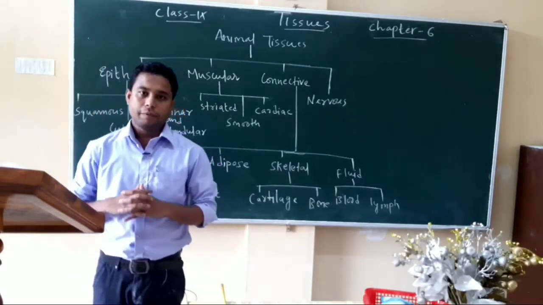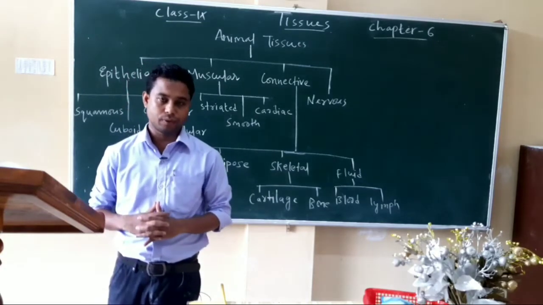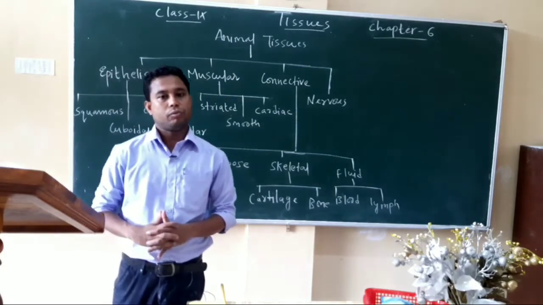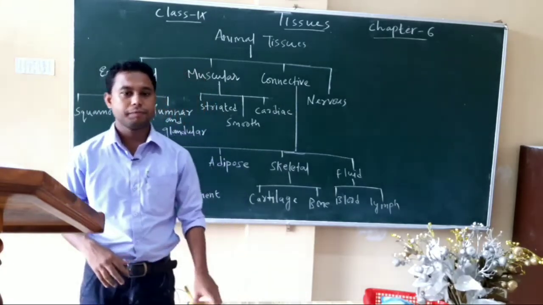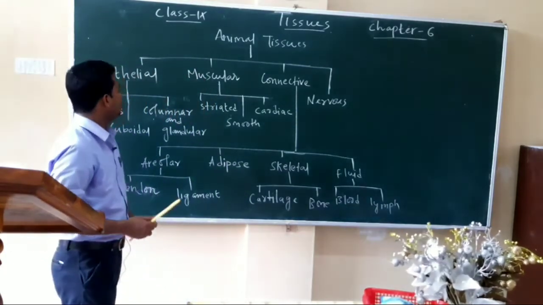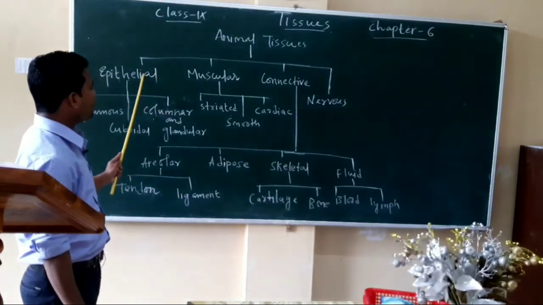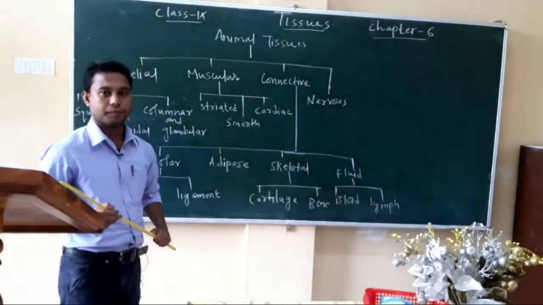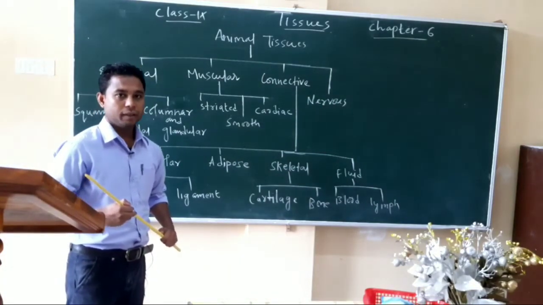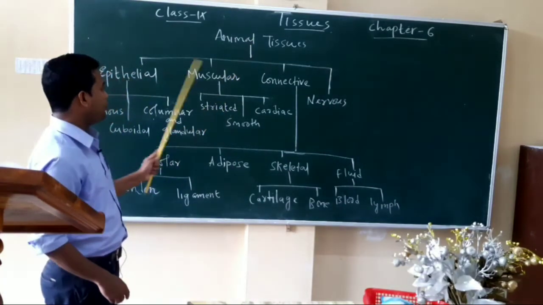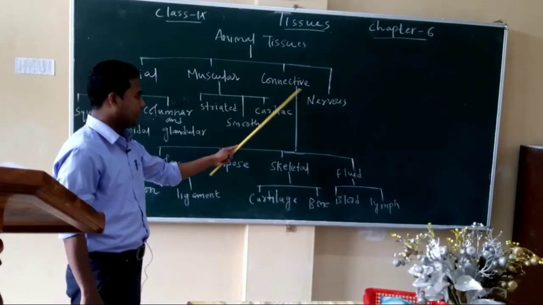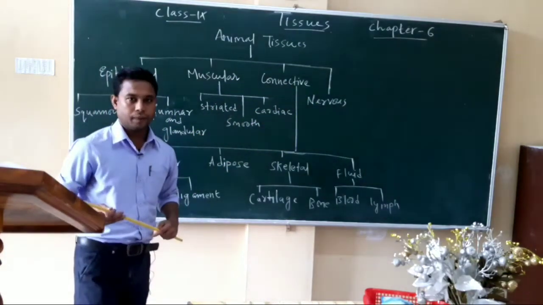Now we are going to discuss the animal tissues. Animal tissues are divided into 4 types: epithelial, muscular, connective and nervous.